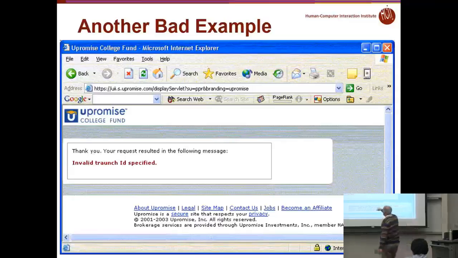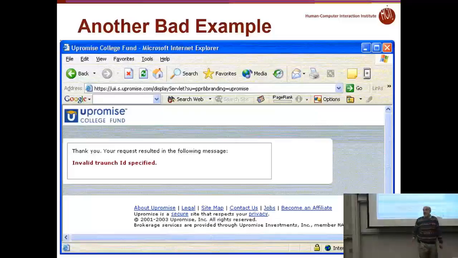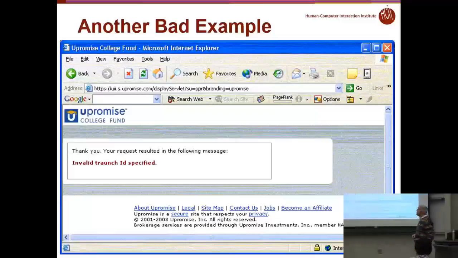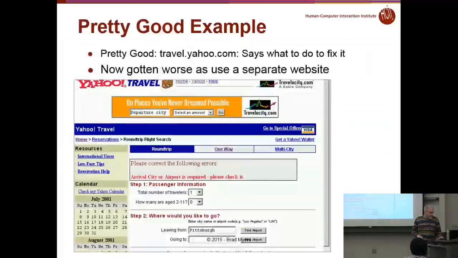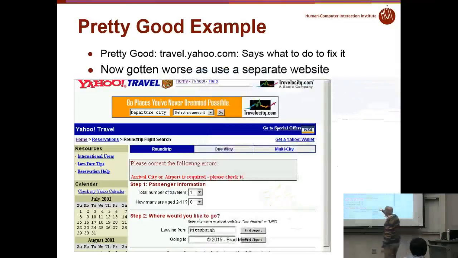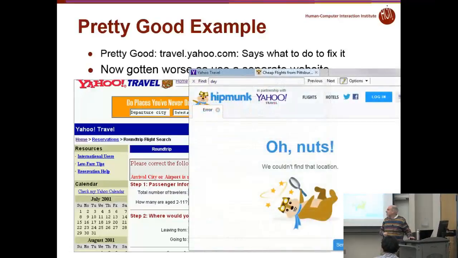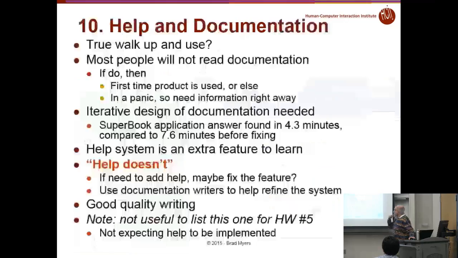Here's another, tranche ID, invalid tranche ID specified. Obviously, nobody has a tranche ID. Nobody even knows what that means. So that should never be displayed to people. So Yahoo and most websites do a much better job these days that when you get an error, it shows you what's wrong up here, as well as typically making it clear where you forgot information. This is another, I think, kind of bad example where Hipmunk told you couldn't find it.